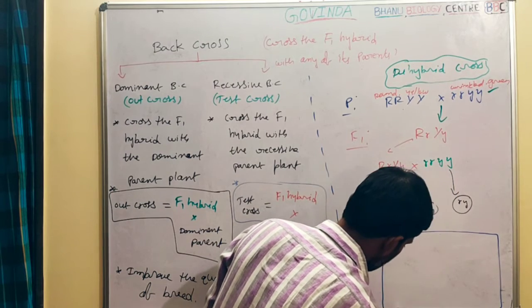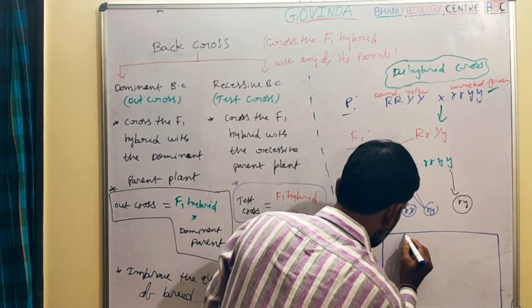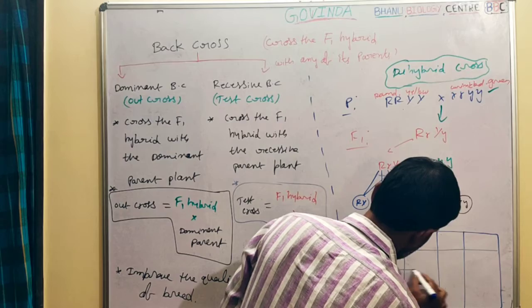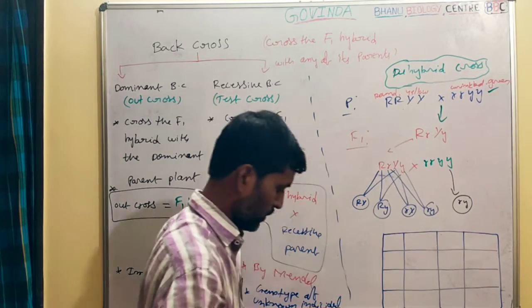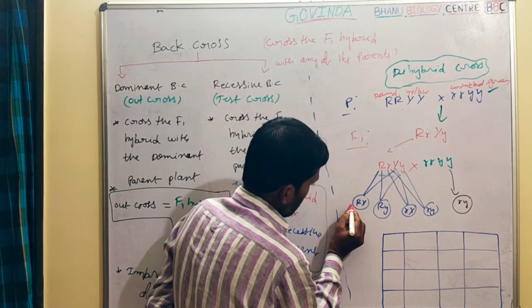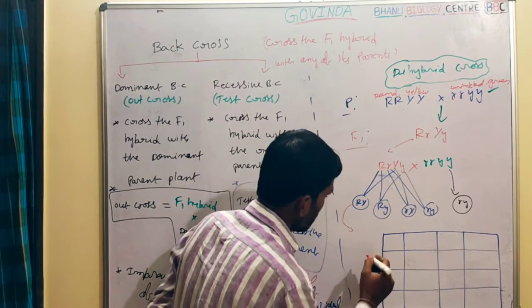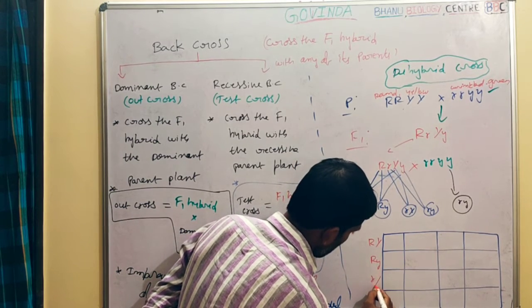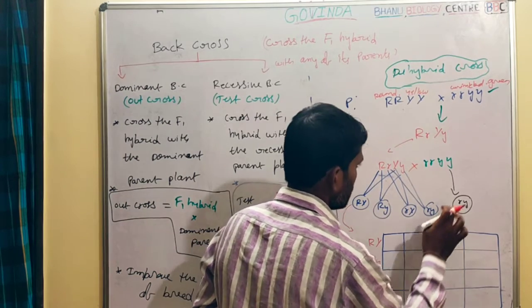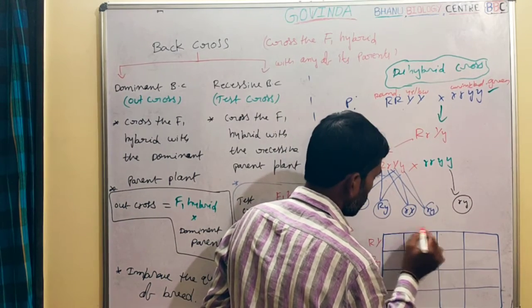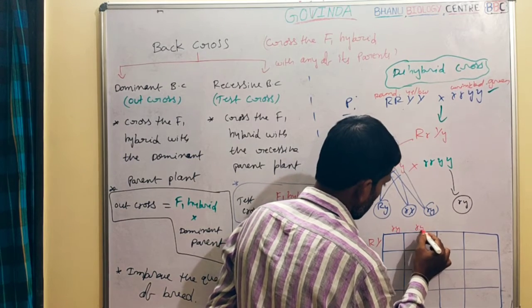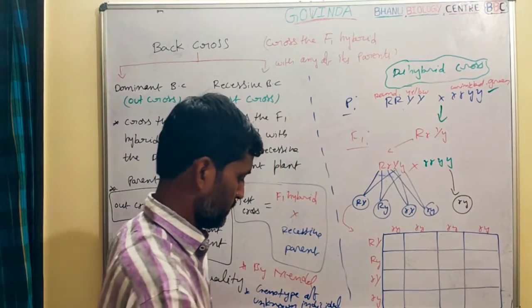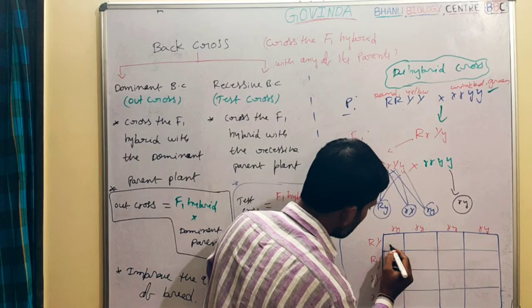So draw the 16 squares, inner squares, 1, 2, 3, 1, 2, 3. Take the gametes of the F1 hybrid vertically: RY, Ry, rY, ry. Then write the gametes of the recessive parent horizontally, all gametes containing small r, small y alleles. Right. Now do the cross.